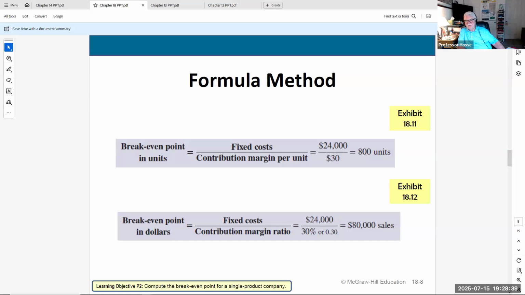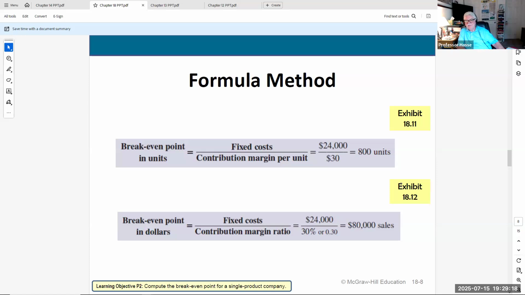So those are two important numbers to know. How many units do we need to sell to cover all our costs? And what is that in dollars? These are two important formulas out of Chapter 18 you need to be familiar with, how to determine that amount. So no matter what company you're in, there's probably somebody in your organization that knows exactly how many units or how many products you need to produce and sell to make money.